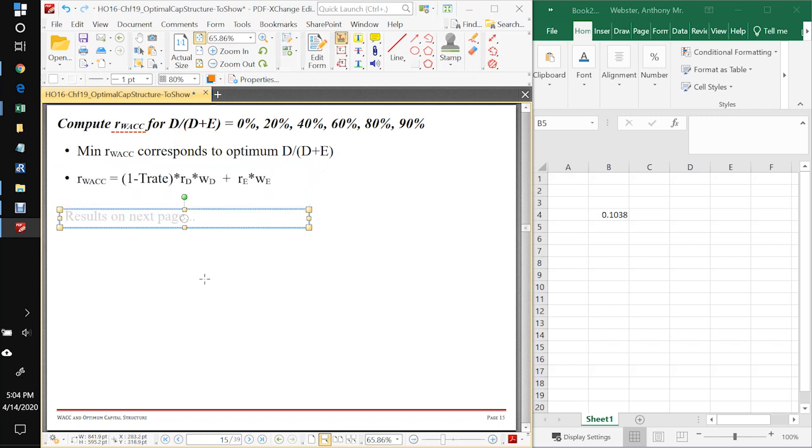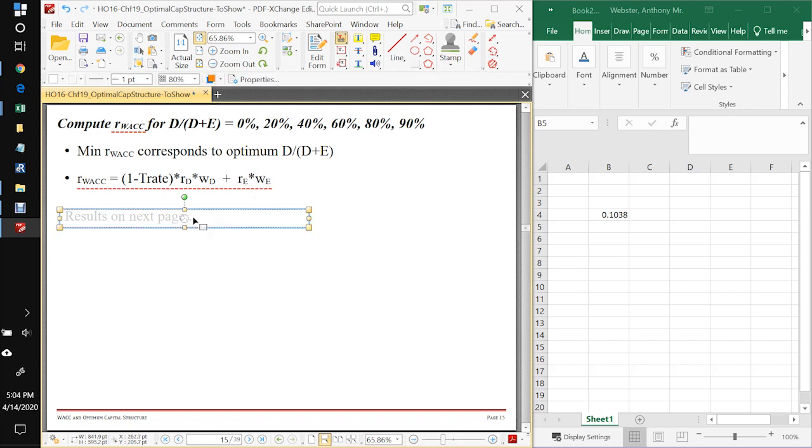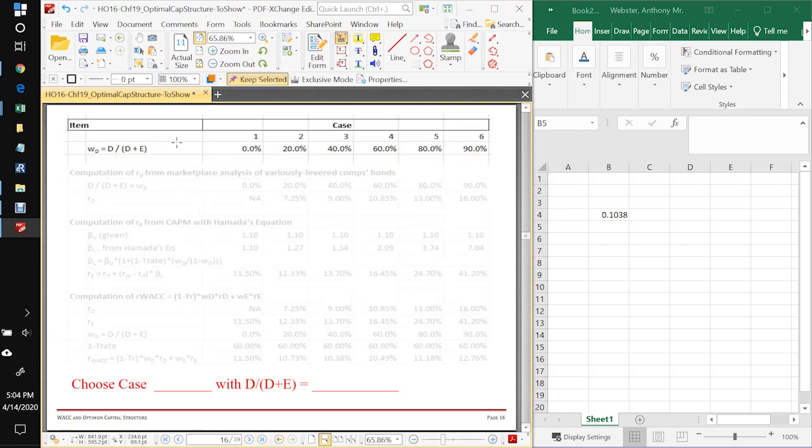And how do we compute that weighted average cost of capital? With our standard, unchanging weighted average cost of capital equation, that the weighted average cost of capital is 1 minus the tax rate, our 40%, times our cost of debt capital at this leverage ratio, times the weight of debt with that leverage ratio, plus our equity cost of capital at this leverage ratio times our weight of equity. All right, and I've got on the next page all of these cases worked out for us. So I'm calling no debt case 1 and 20% D over D plus E case 2, et cetera, et cetera.